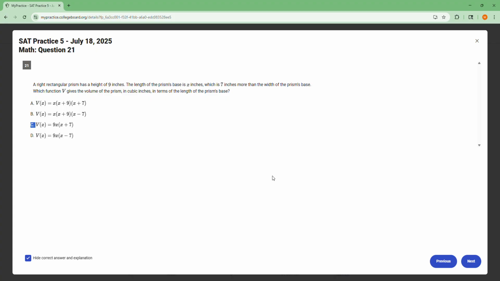So if we're expressing the width, should we take something away from X or add something to X to end up with a result that's smaller than X? Right. And that's the sort of thought process that leads us to answer choice D being correct without setting up a formula like this.